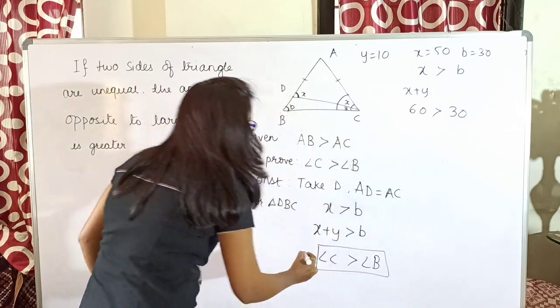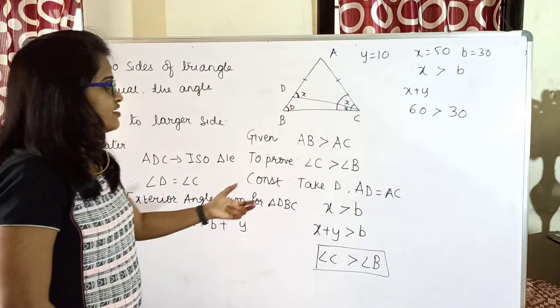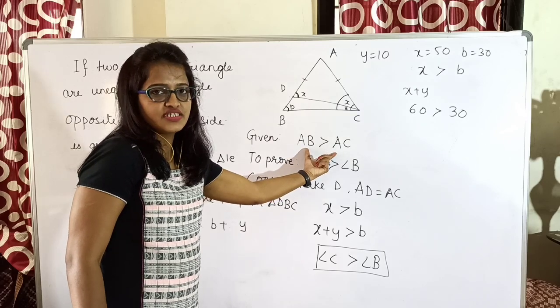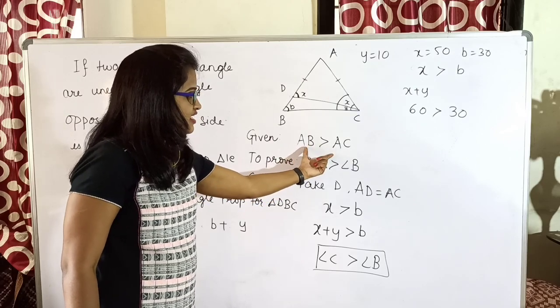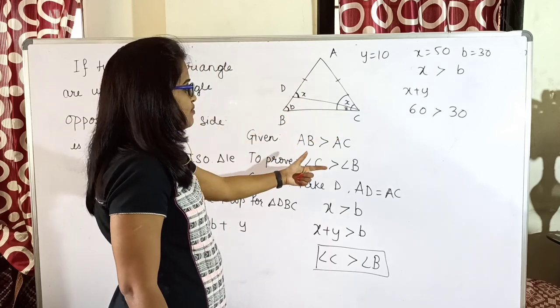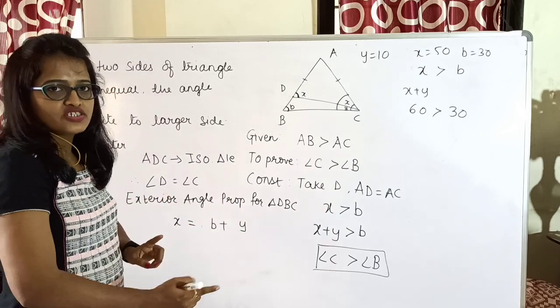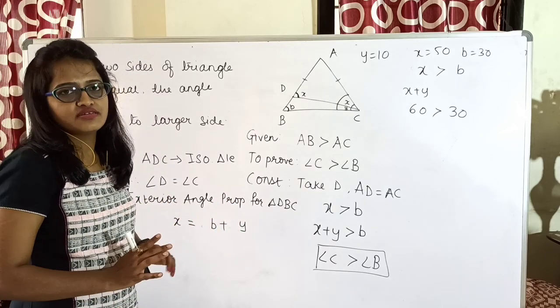So as you can see, we have obtained the relation between the angles according to the relation between the sides, isn't it? So since AB is greater than AC, the angle opposite to AB, C, is greater than the angle opposite to AC, that is B, which means the angle opposite to larger side is greater.